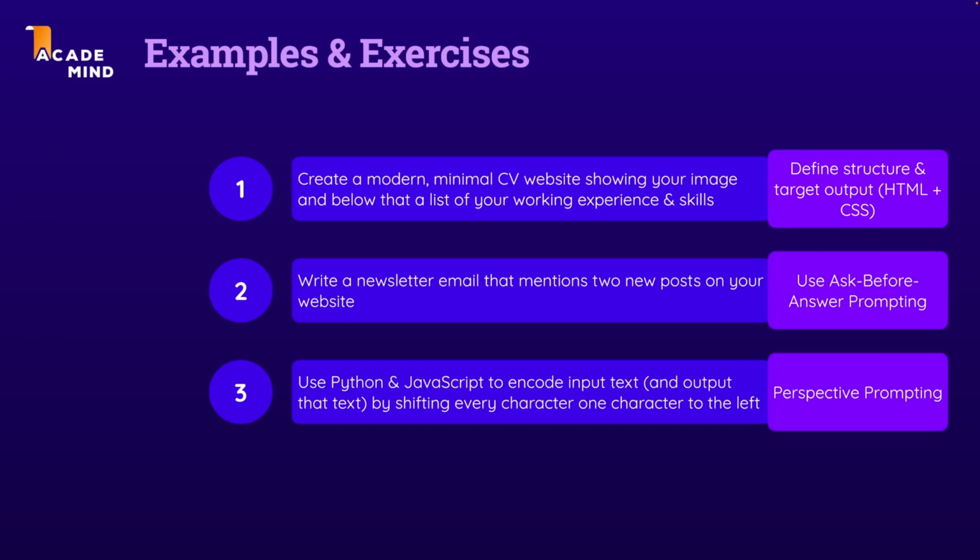And the goal, of course, is that you come up with prompts that in the end give you outputs that fit those tasks here. For example, for the first task, I want you to come up with a prompt that leads ChatGPT to create a modern minimal CV website where your image is included, and below that image a list of working experience and a list of skills is shown. And you should create a prompt that in the end leads to ChatGPT giving you the HTML and CSS code for such a website. And of course, you should also tell ChatGPT what the general structure of that website should be and which content should be in that website.